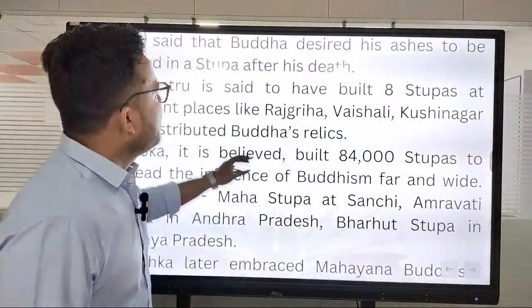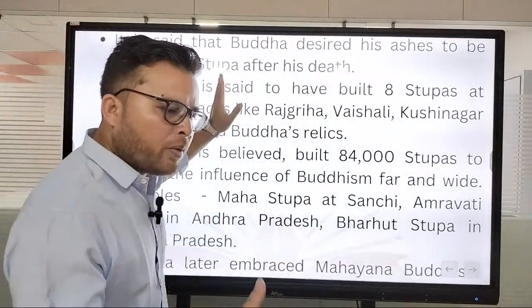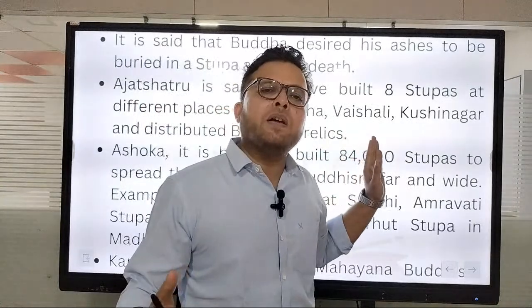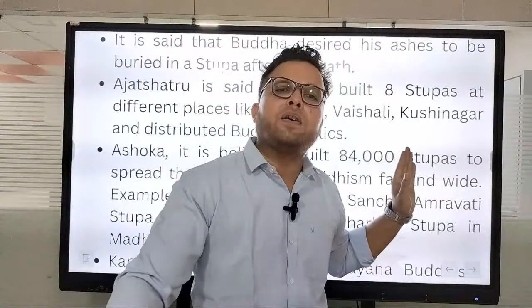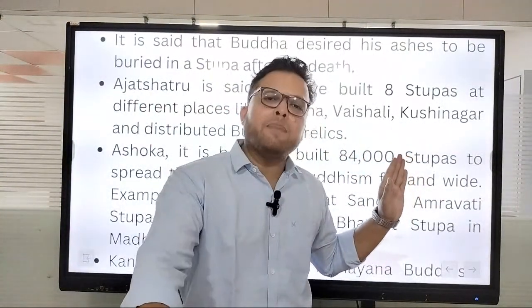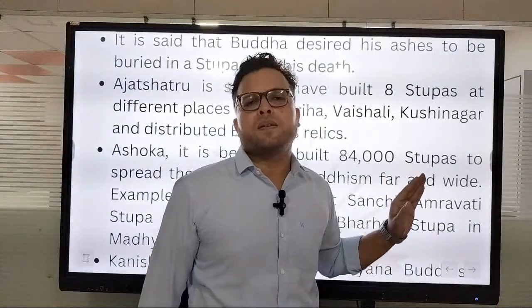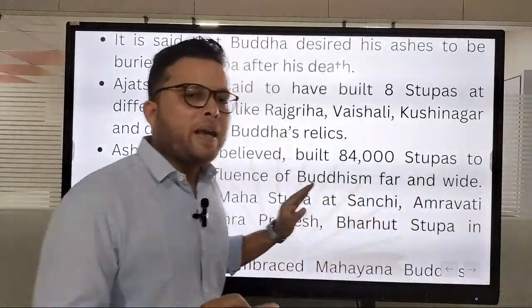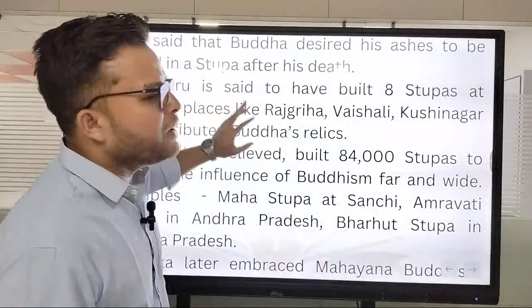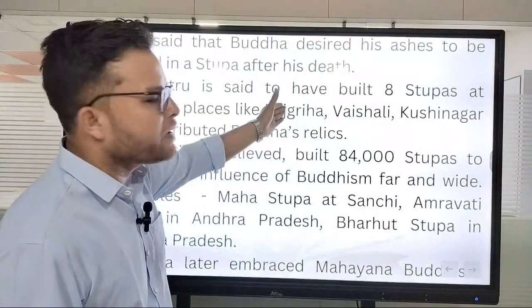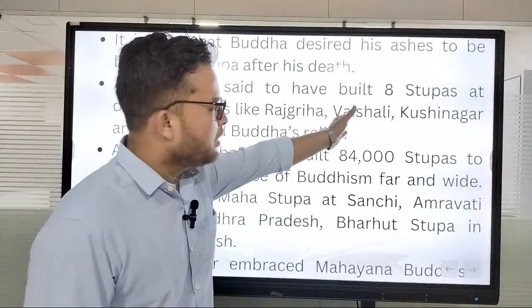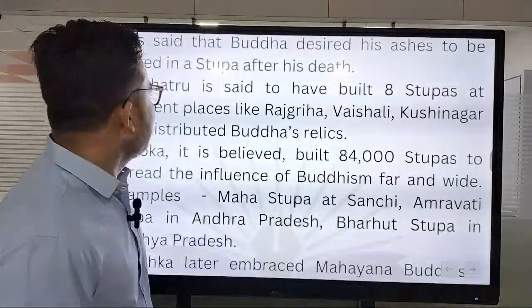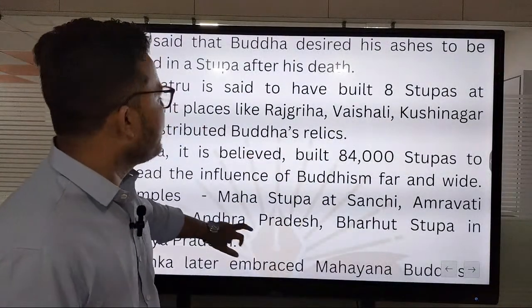So, Ajatshatru was a contemporary of Gautam Buddha. Ajatshatru was the same person who convened the first Buddhist council right after the death of Gautam Buddha. He became a follower of Gautam Buddha, he became a Buddhist. And after his death, he is said to have built 8 stupas at different places. Like for example, Rajagriha, the first capital of Magad. Then Vaishali, the center of Lichchavis. Kushinagar, and distributed Buddha's relics.